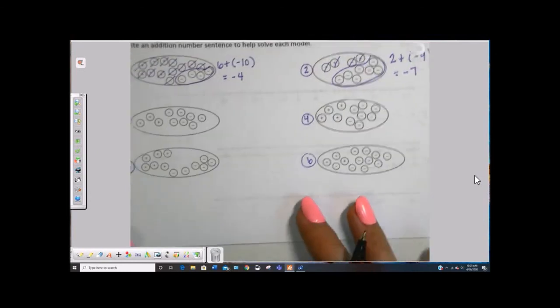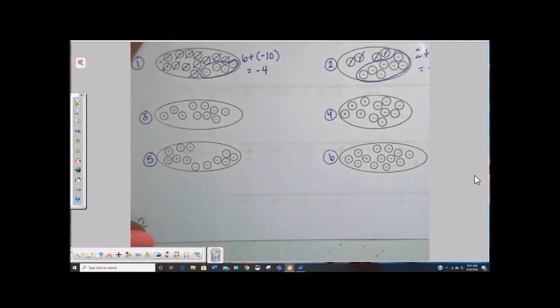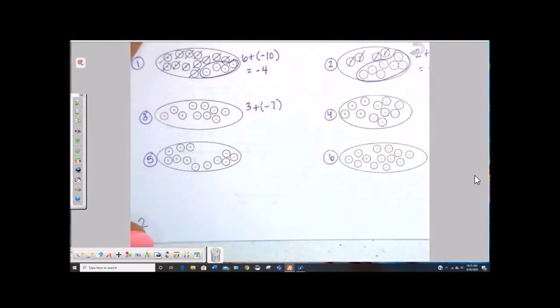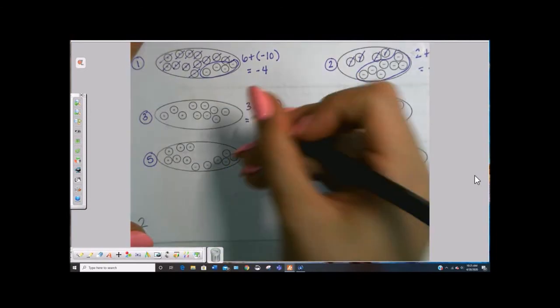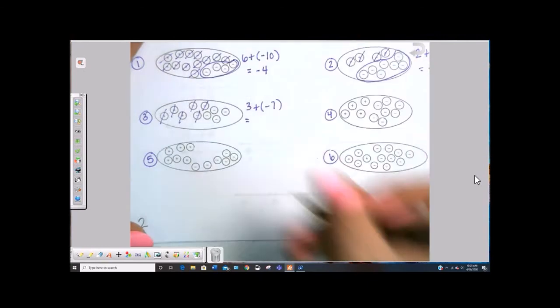Looking at number 3, I have 3 positives plus 7 negatives, finding 0 pairs. Positive, negative, positive, negative, positive, negative. And I am left with 4 negatives.